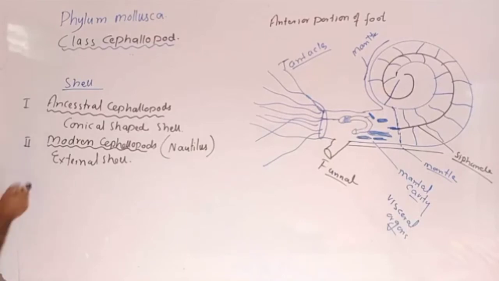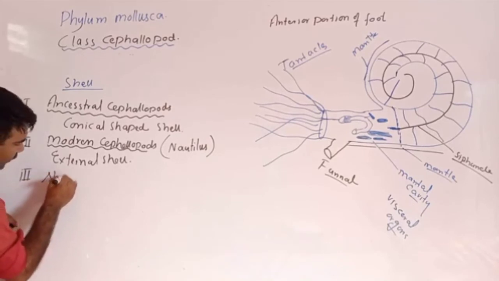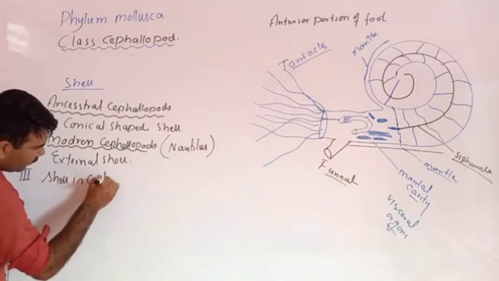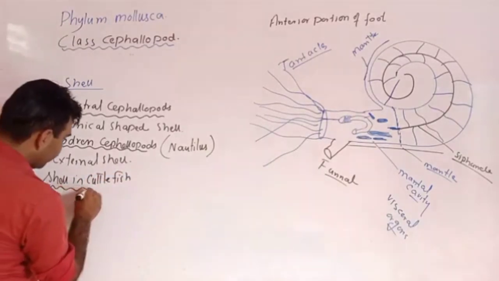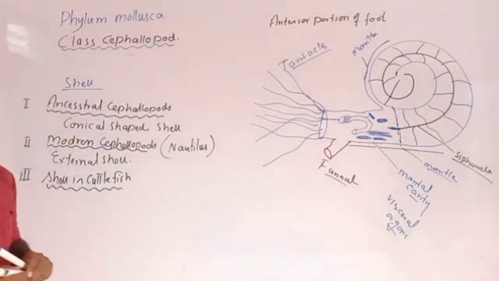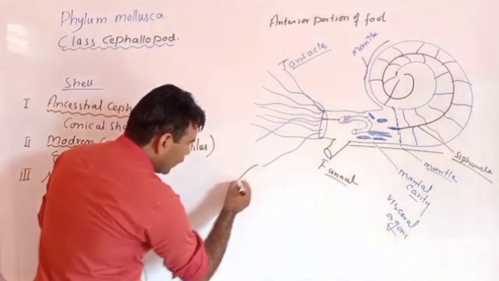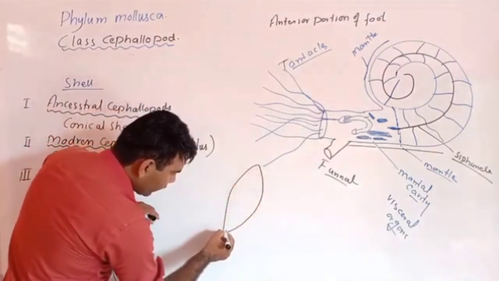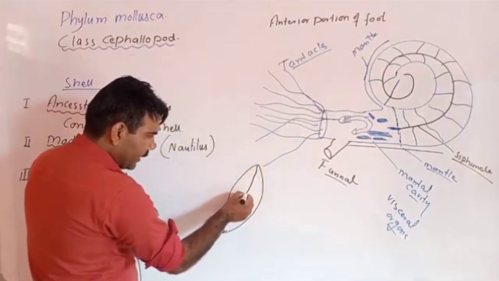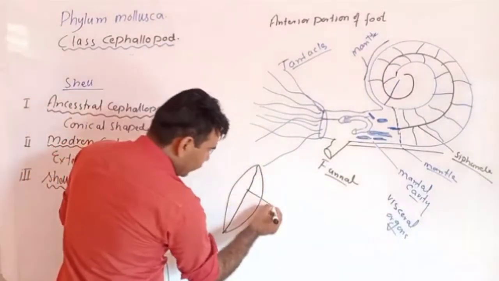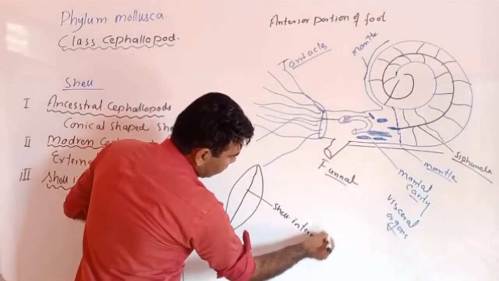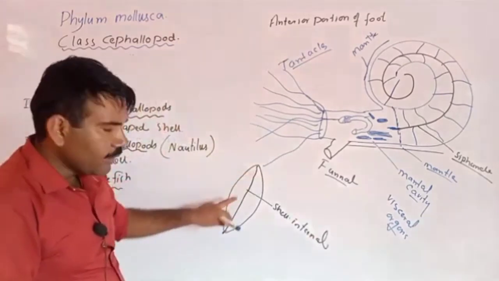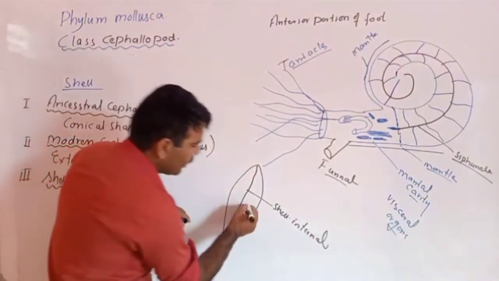Now we will discuss shell in cuttlefish. So if we talk about the shell in the cuttlefish, then there is no external shell present in the cuttlefish. For example, suppose this one is a cuttlefish, and here at the central portion, this one is a shell, and this shell is actually internal. This one is an internal shell. So the internal shell in the cuttlefish is known as cuttle bone.